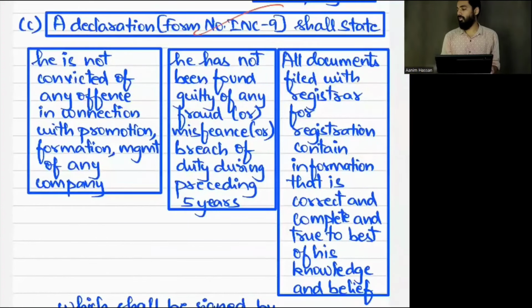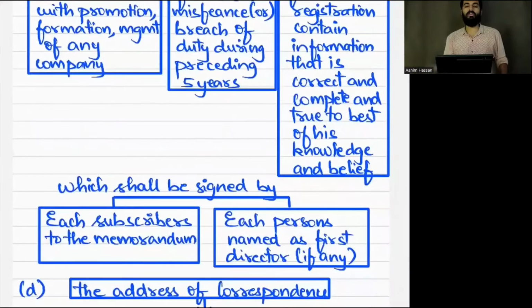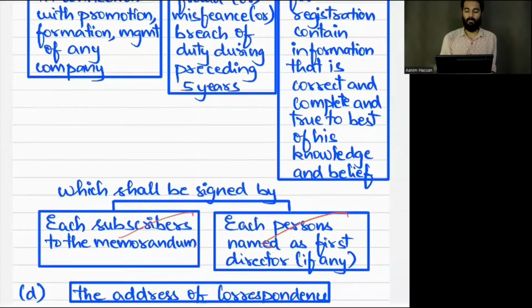Next, a declaration in form number INC 9. What is this form, sir? Who will give the declaration? Two sets of people will give a declaration. One is the subscribers: every subscriber to the memorandum will give a declaration. And next is the first directors. First directors will give a declaration.